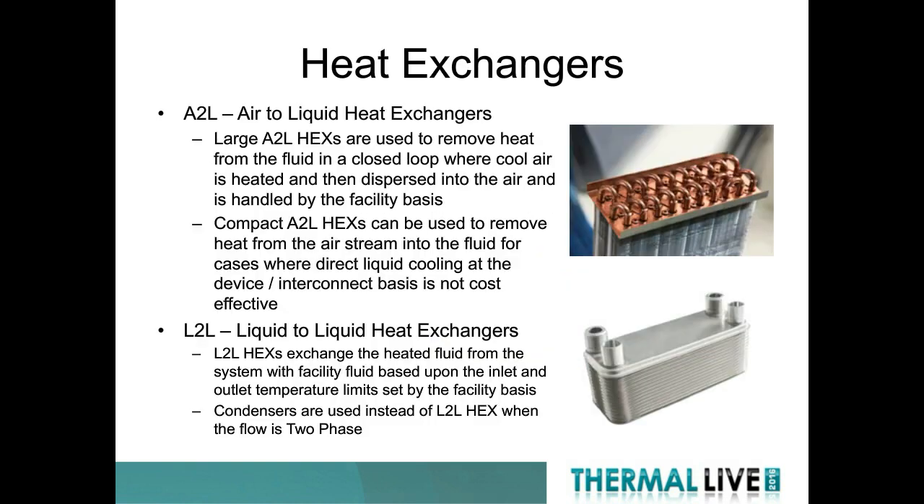On the heat exchanger side, on the air-to-liquid heat exchanger, you can see the picture shows traditional copper tube with aluminum fins. These are used to remove heat from the fluid in a closed loop where the cool air is heated and then dispersed into the air, and then that air is handled by the facility basis. Compact air-to-liquid heat exchangers can be used to remove heat from the airstream into the fluid for cases where direct liquid cooling at the device interconnect basis may not be cost effective.